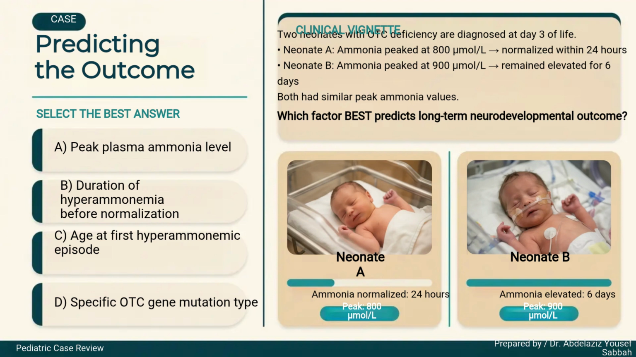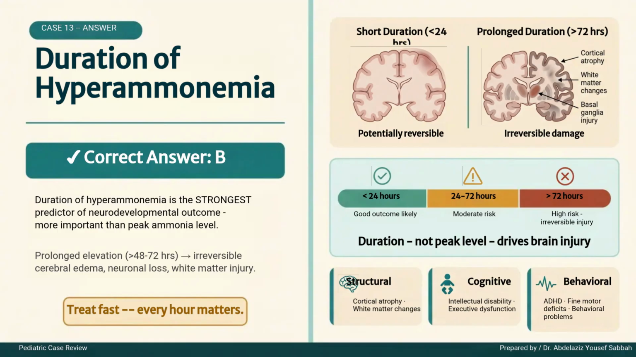The peak values are similar. Which factor best predicts their long-term neurodevelopmental outcome? The answer is B, the duration of hyperammonemia before normalization. Duration, not peak level, is the strongest predictor of neurodevelopmental outcome. Prolonged elevation beyond roughly 72 hours leads to irreversible cerebral edema, neuronal loss, and white matter injury.